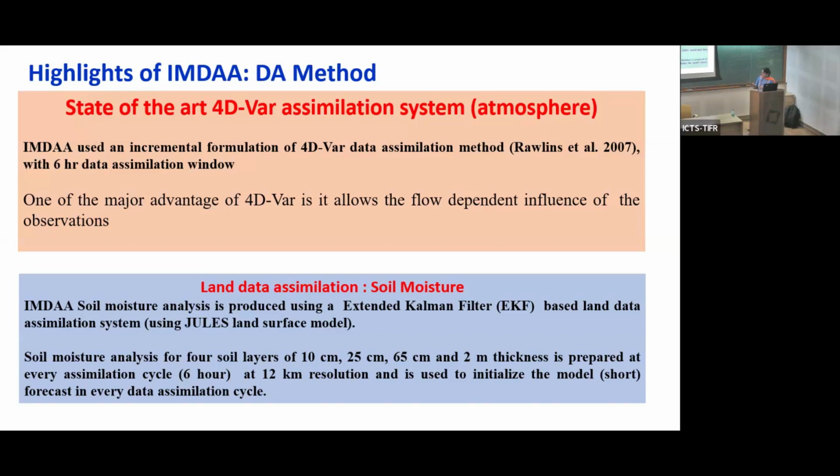Then for land data assimilation, we already told you that we use extended Kalman filter based land data assimilation, and these are the soil moisture layers: 10 centimeter depth, 25 centimeter depth, 65 centimeter and 2 meter. What we saw is that 10 centimeter and 25 centimeter are okay, but as we go below that, 65 centimeter and 2 meter, it is not that good data. It is prepared every assimilation cycle, 6 hour, at 12 kilometer resolution. And these are the DA methods.